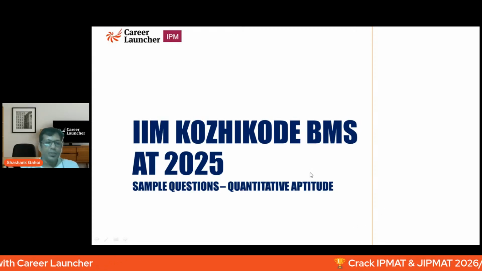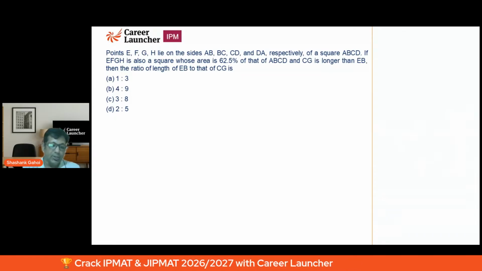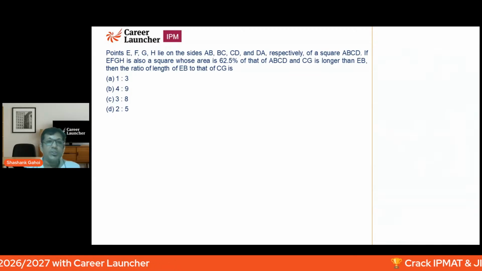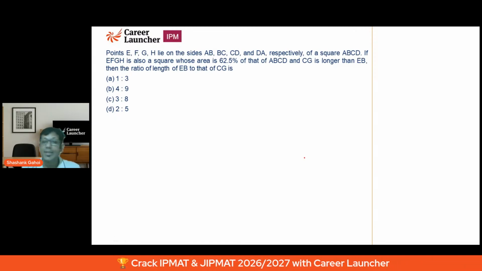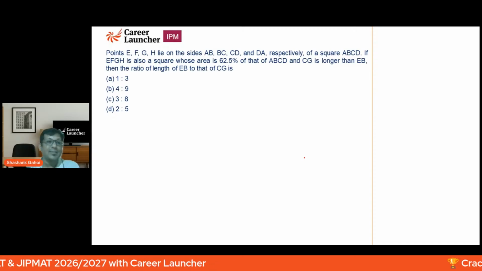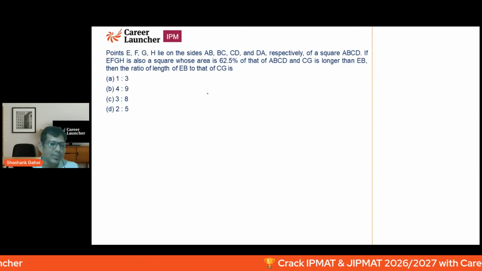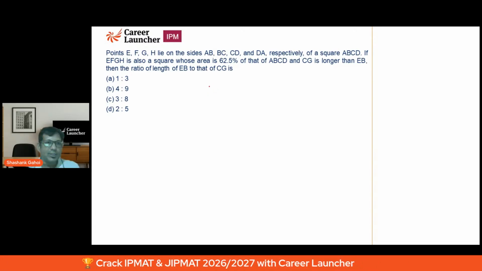So let's see what it says. Let's try to solve a few questions of CAT and see what kind of questions we have received in CAT, and let's try to get the answers as easily as possible. So what is the first question? It says points E, F, G, H lie on the sides AB, BC, CD, and DA, respectively, of a square ABCD.